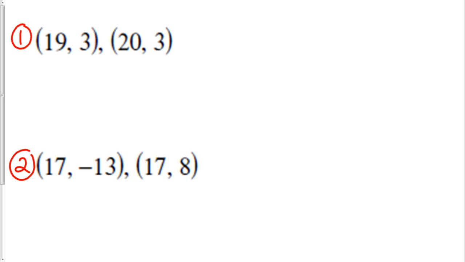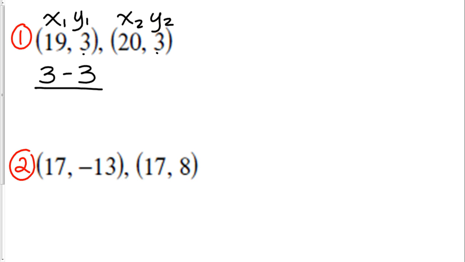Let's look at a couple examples. These are special cases, so let's look at how they shape out. First one, we've got x1, y1, x2, y2. When we put that in the equation, we're going to have 3 minus 3, y2 minus y1, over x2 minus x1, so 20 minus 19. 3 minus 3 is 0. 20 minus 19 is 1. So we get 0 over 1.